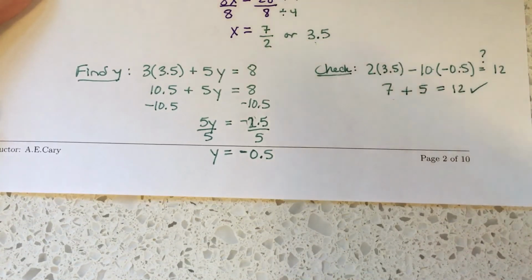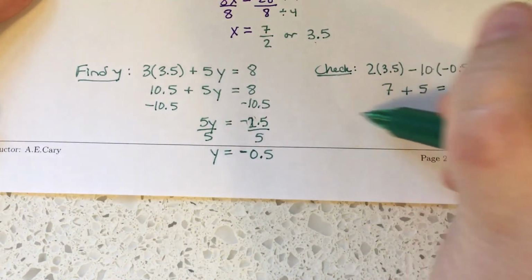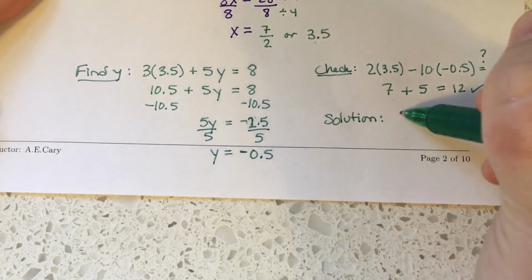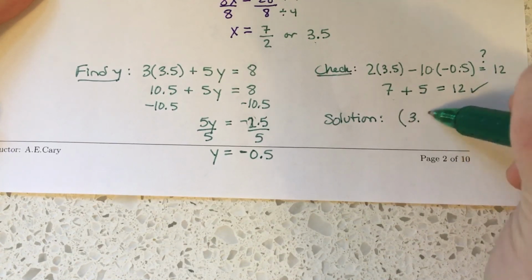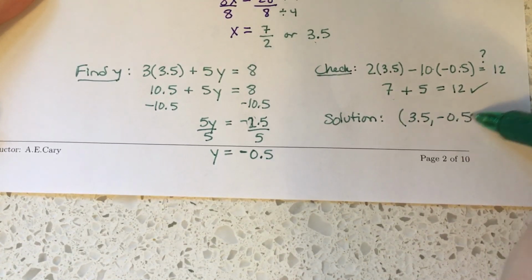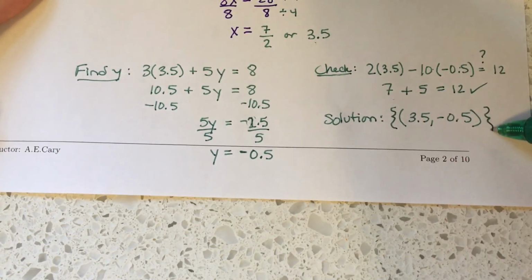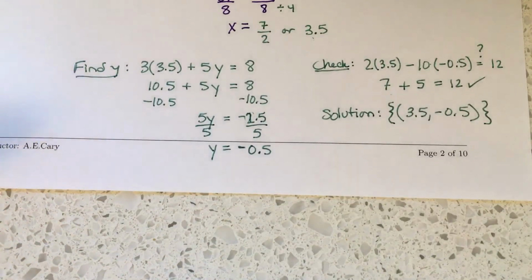That totally checks out. So yes, our answer, our solution, is the point 3.5 comma negative 0.5. It's always x comma y. If you want to get really fancy, you could even put the point in curly brackets to say the solution set is that point.